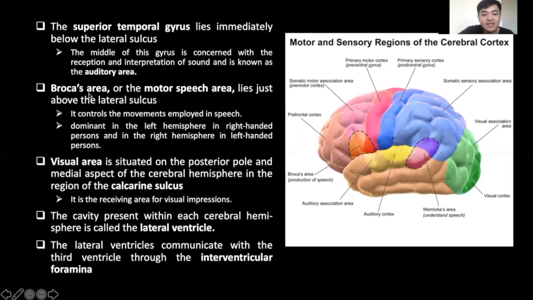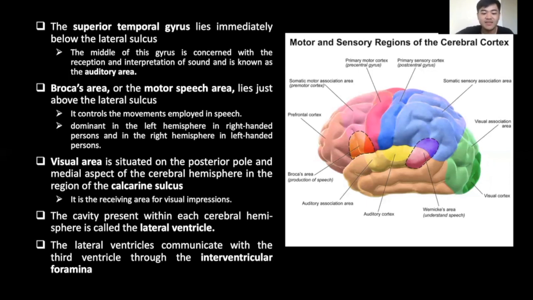It lies above our lateral sulcus. So, lateral sulcus, and above it, our Broca's area. We also have the visual area, which is situated on the posterior pole and medial aspect of the cerebral hemisphere in the region of the calcarine sulcus. It is the receiving area for visual impressions.